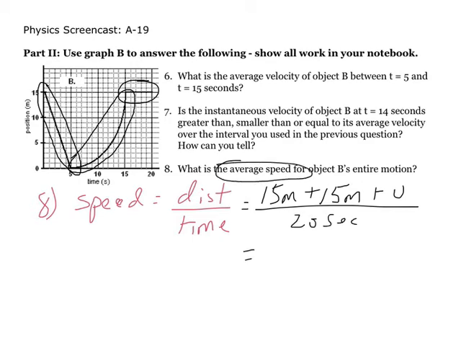When they say average speed, what they really mean is the overall distance divided by the overall time. And it's going to be 30 meters over 20 seconds. And that works out to be 1.5 meters per second. So there you go.